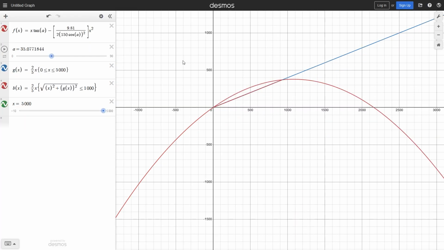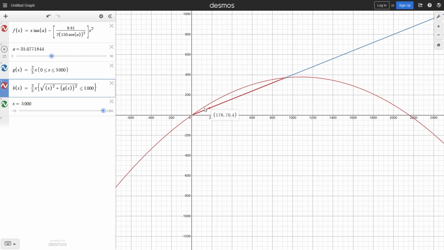The first function represents the trajectory of the cannonball. The second function, in blue, graphs the drone's path. The third function shows the danger zone in which the drone is too close to the base and cannot be shot. It is a straight line that extends out from the base towards the drone at a distance of 1,000 meters. The slider for the variable A controls the angle at which the cannon shoots the cannonball.